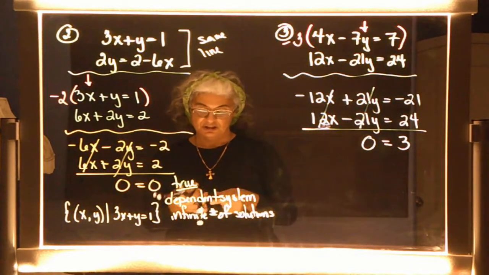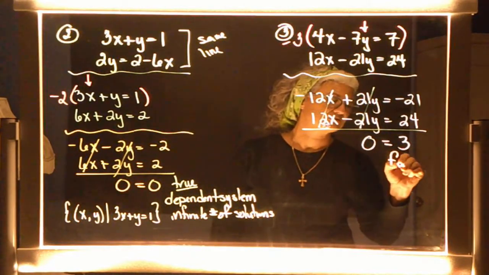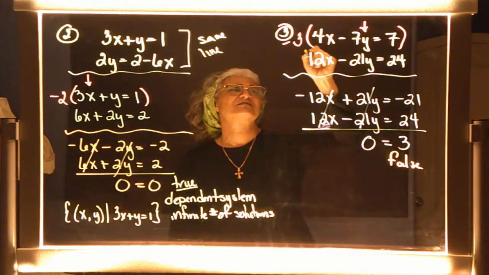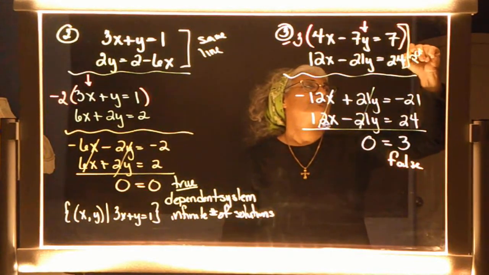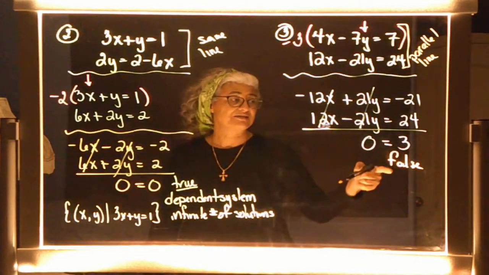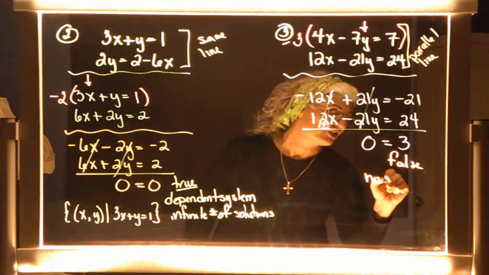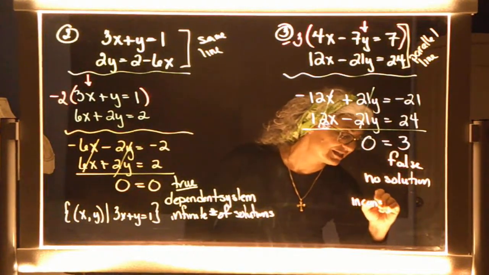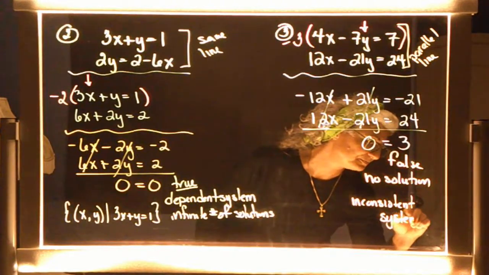Uh-oh. Does 0 equal 3? Nope, this is false. What does that tell you about these two equations? Yeah, these two equations would be parallel lines if you graph them, wouldn't they? Because a false statement, meaning parallel lines, means no solution, which means it's an inconsistent system. Got it?